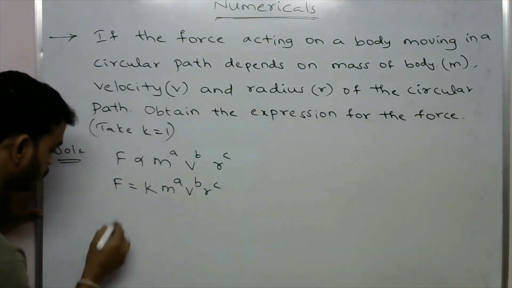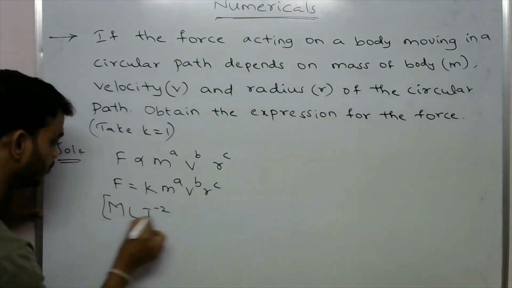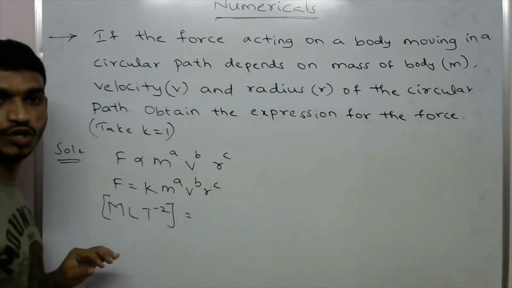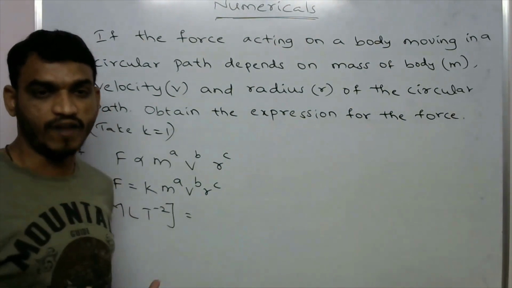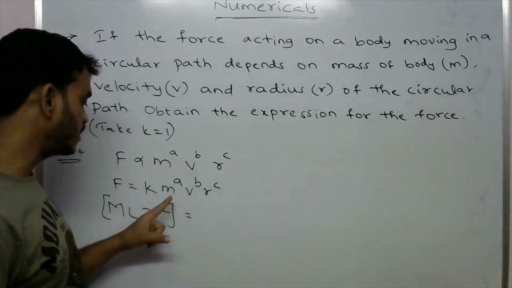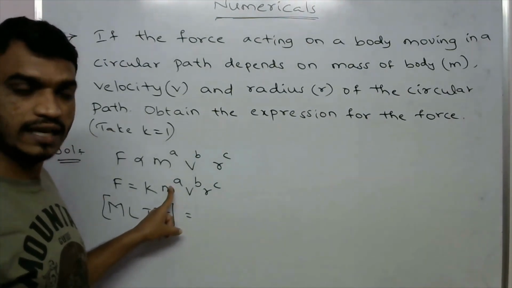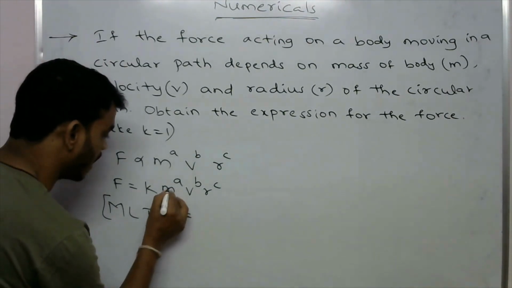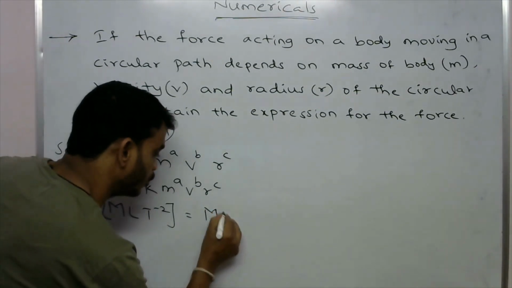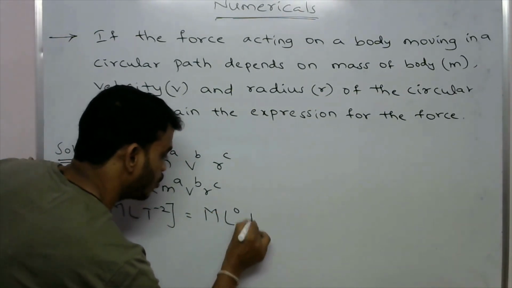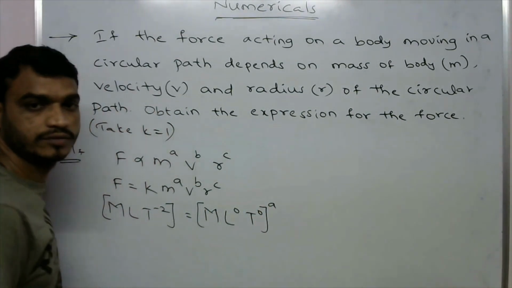So these force dimensions M L T to the power of minus 2 is equal to k, where the value of k we have taken as 1. So k equals 1 here, and m is the mass. So mass has the dimension M to the power of 1, L to the power of 0, and T to the power of 0, whole to the power of a.